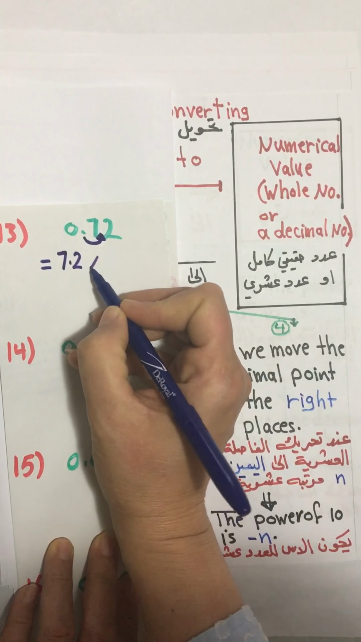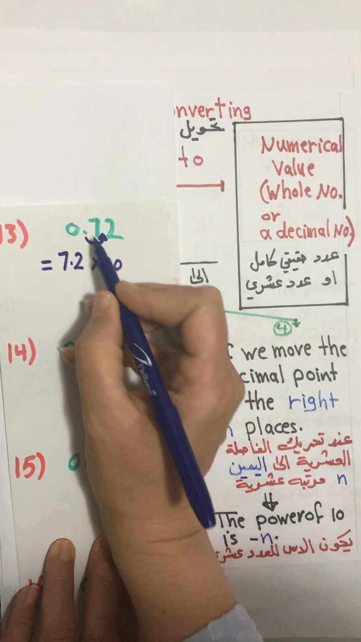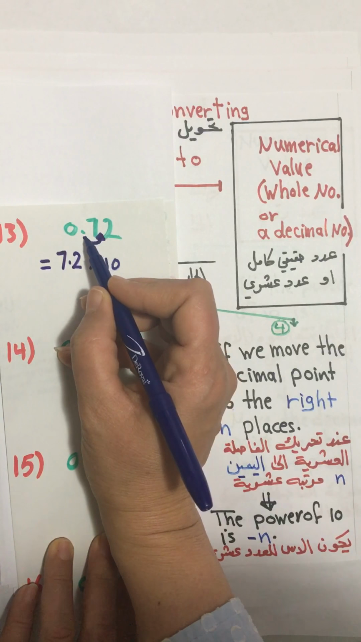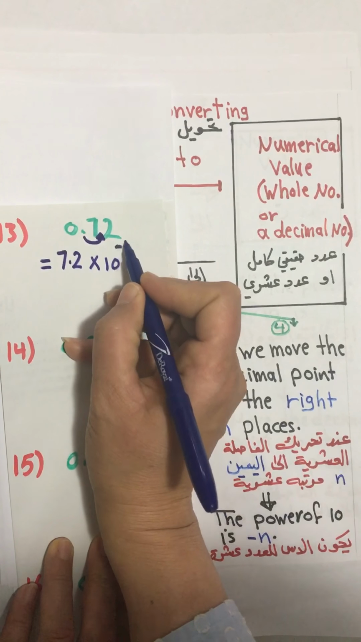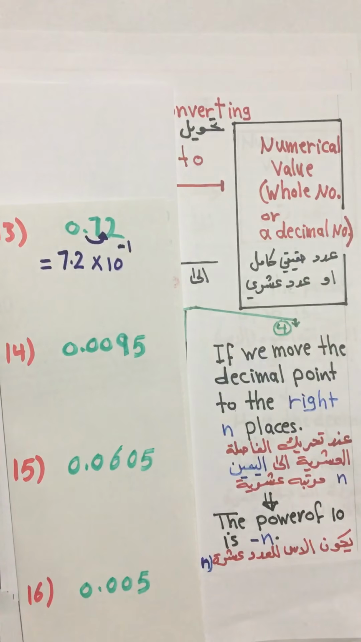7.2 times 10. I moved the decimal 1 place, so this is going to be negative 1. 7.2 times 10 to the power negative 1.